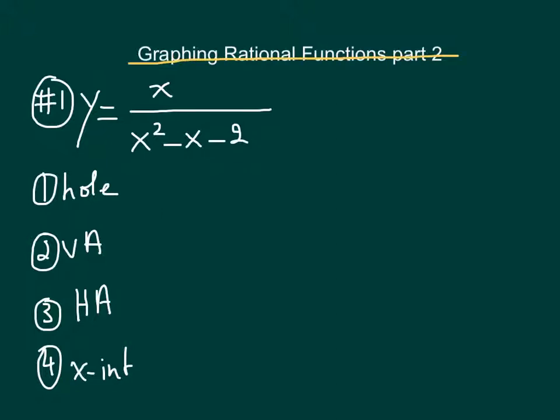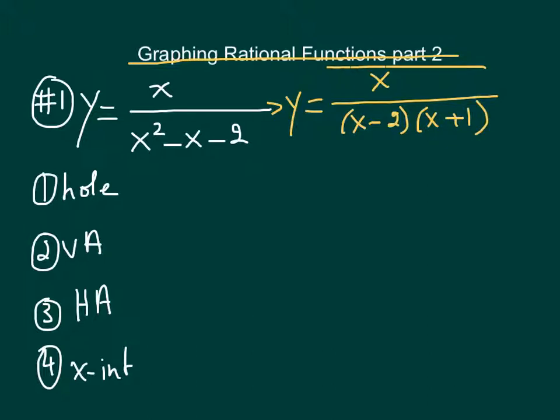The first thing I need you to do with this function is go ahead and factor the bottom. When you factor the bottom, you will find that the product is -2 and the sum is -1, so it's (x - 2)(x + 1). The reason we want to factor it is to see if any factor will reduce, but as you can tell here, nothing is going to reduce. There will be no hole in the graph.